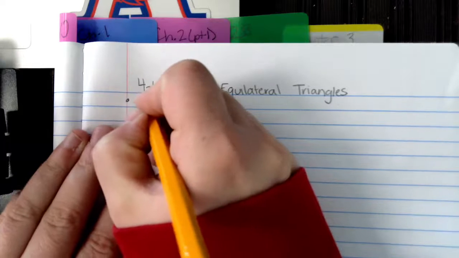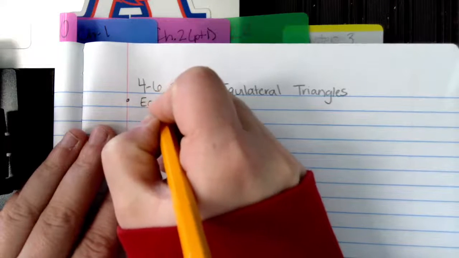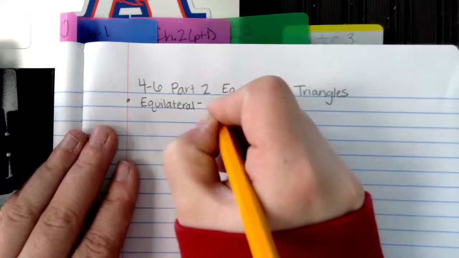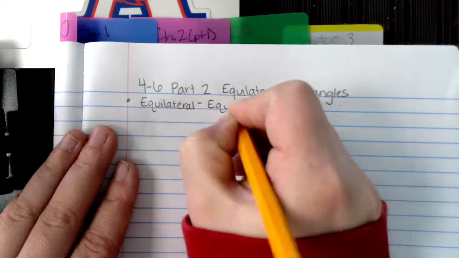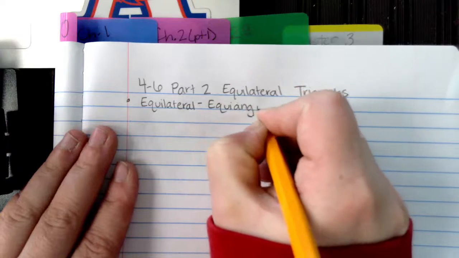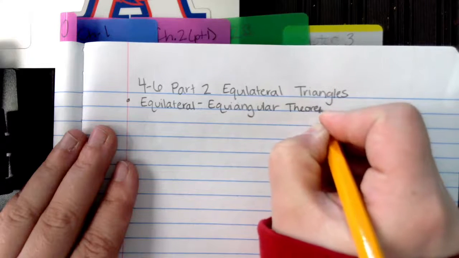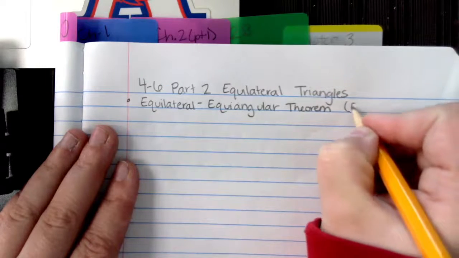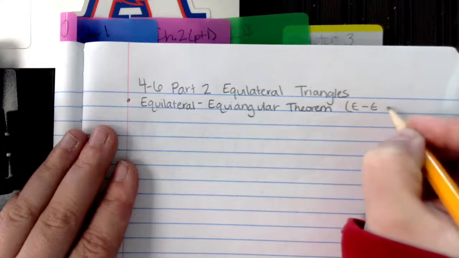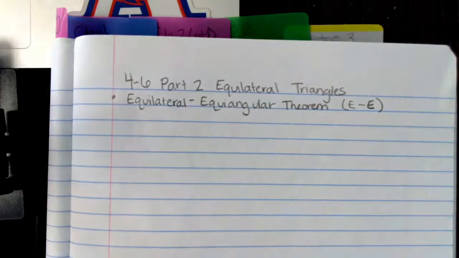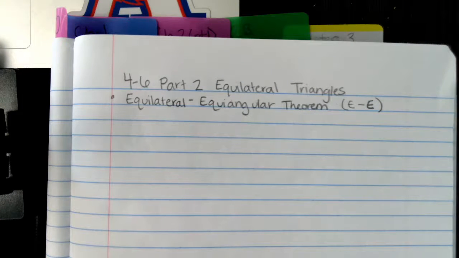Equiangular Theorem. Also known as the E theorem. Because when we do this in a proof, we are not going to write equilateral, equiangular. That's a lot. Yeah, it's okay.